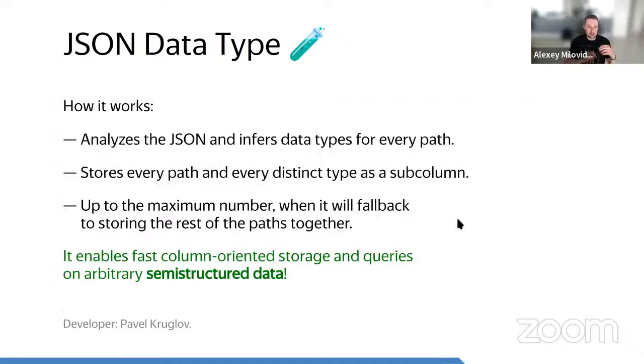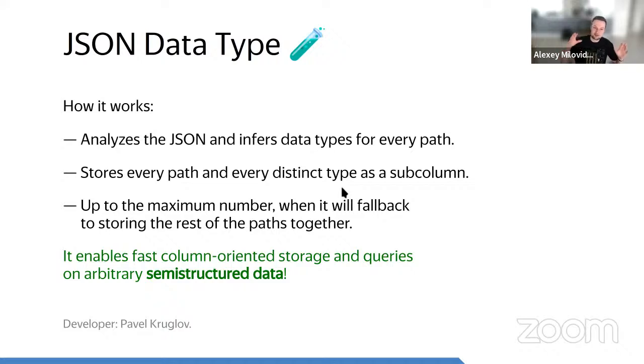And how does it work? When you send a JSON, it will analyze it. It will check every unique path and infer the most suitable data type for each value. Will it be an integer, floating point value, date or date time, string, array, nested object, nested array of objects, everything. Everything that JSON could have is supported. And every path will be stored as a separate subcolumn.